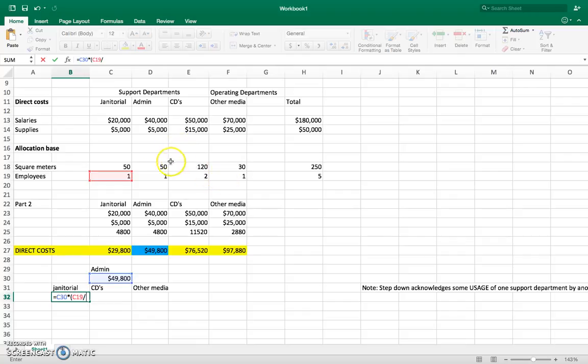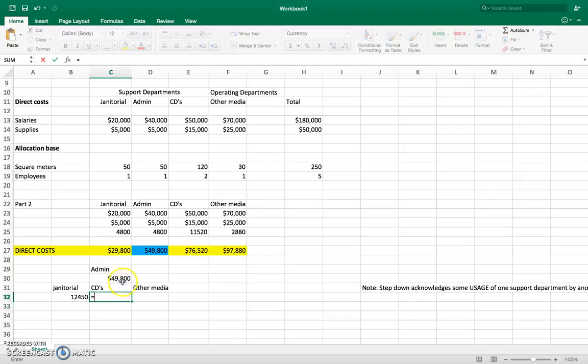Why? Because the employee in admin is not relevant anymore. This is the department from which the cost is leaving, is being transferred to the other three departments. So this one is not relevant. We only take the base from the 3 or 2 or whatever departments that you're allocating the cost to. All right. So since the cost is being allocated to janitorial, CDs, and other media, we're going to take 1, 2, and 1. That comes out to a total of 4. Okay, that gives me 12,450.